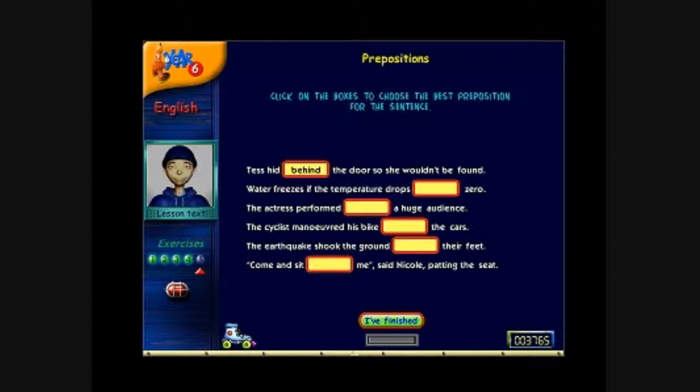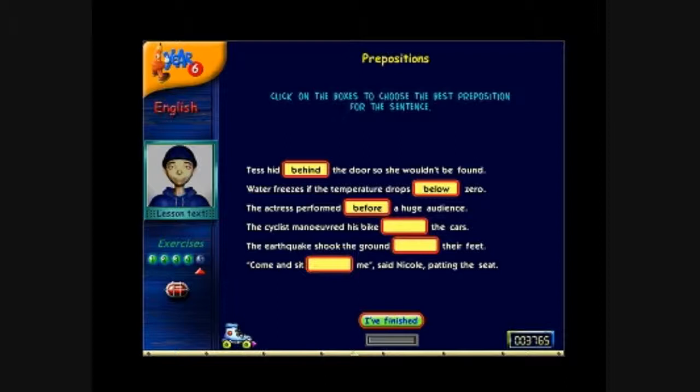Water freezes if the temperature drops below 0. Below 0. The actress performed in front. How am I meant to think with you talking to me? The actress performed before a huge audience. Yeah, I think that's right.